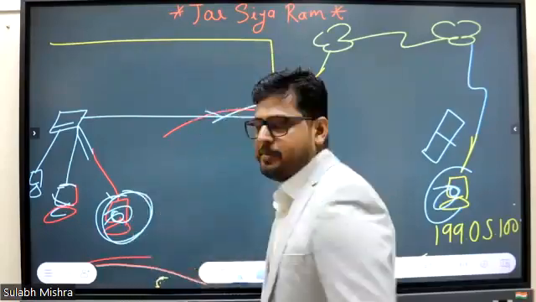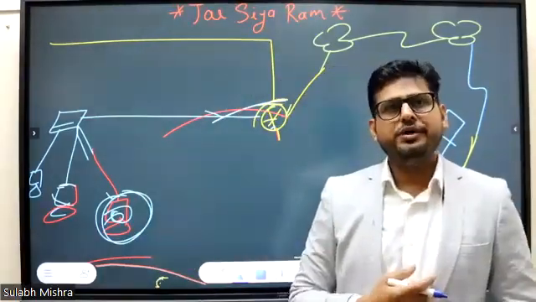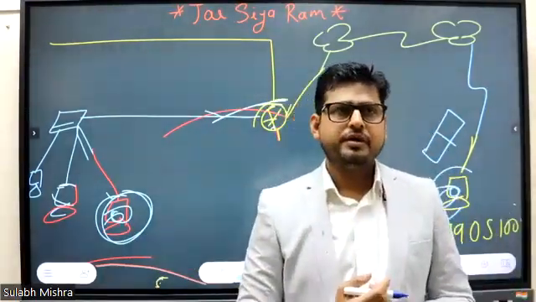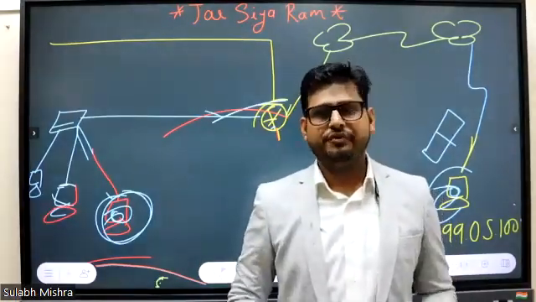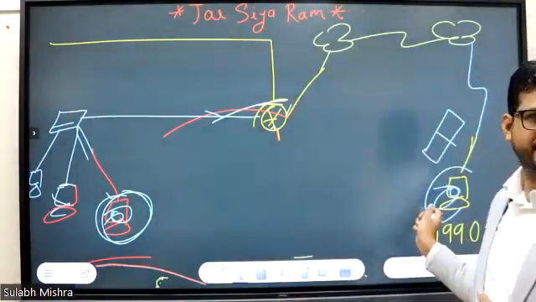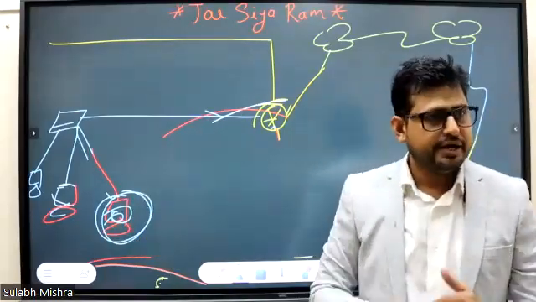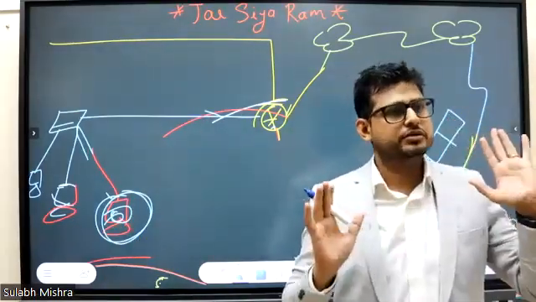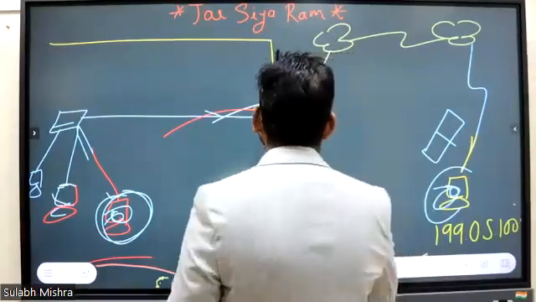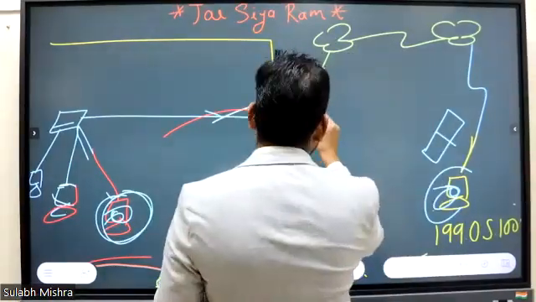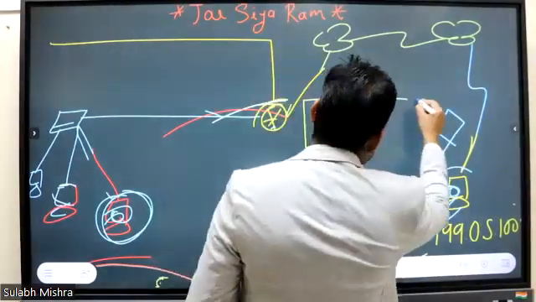So the OSI model is a reference model which has been designed, which defines how communication happens from source to destination in the form of 7 layers. What are those 7 layers? Physical layer, then Data link layer, one by one.